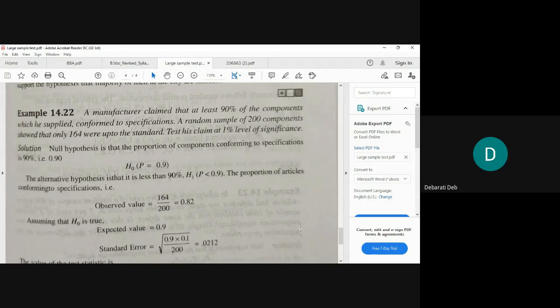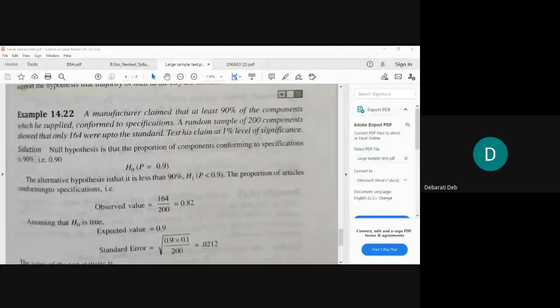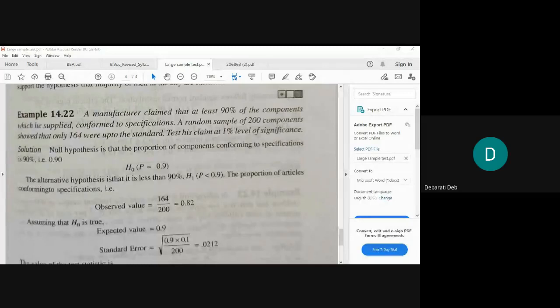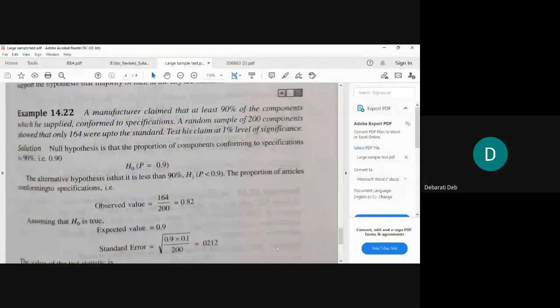Okay. Next line you write, the alternative hypothesis is that it is less than 90%. The alternative hypothesis is that it is less than 90%.